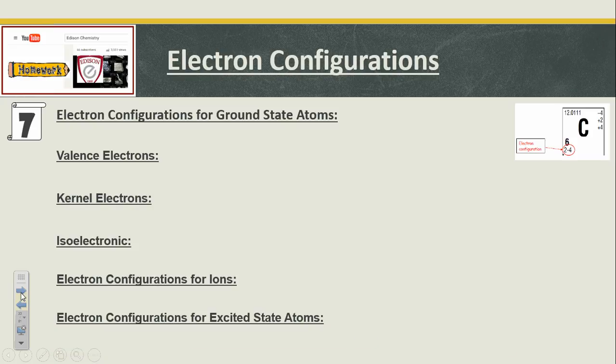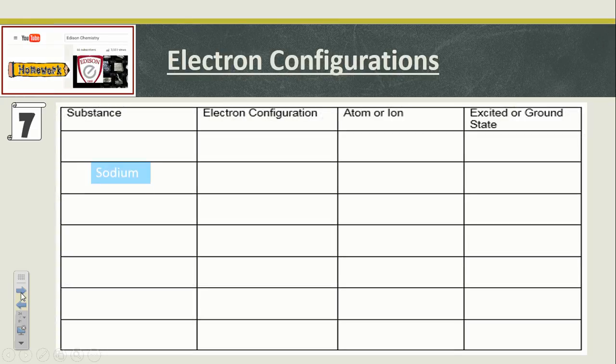Let's see what else we got here for us today. So a substance, let me get my periodic table here. Sodium has an electron configuration in the ground state of 2, then 8, then 1. It's sodium, so it's an atom. And we would call this the ground state.